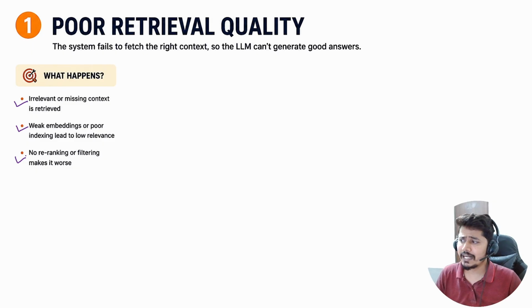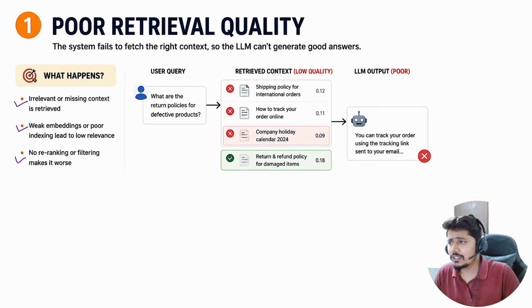Then we have no re-ranking or filtering. Ranking and filtering is again a very important step while building the RAG application, and I'll explain this with the help of a simple example. Let's say a user is asking this particular question: What are the return policies for defective products? Very simple question. Based on this user question, you are checking the vector store for the chunks that are related to it. You have retrieved the top 4 results, out of which 3 are not related to the user question, but the fourth one is, and this is the similarity score. You can see it is giving a higher similarity score, but you have not done the ranking properly. Ideally, this result should come to the top.